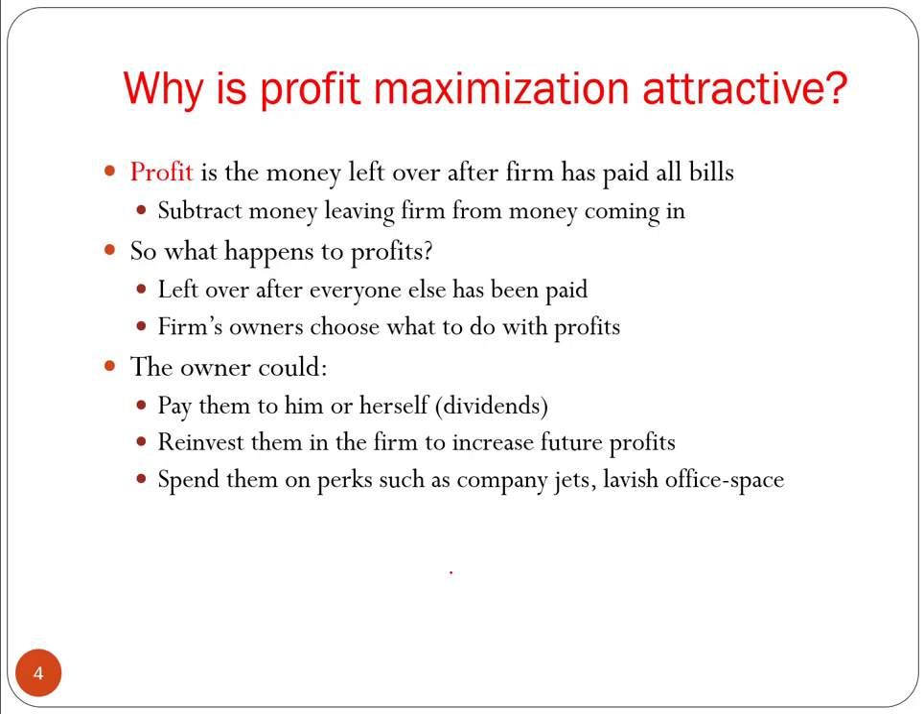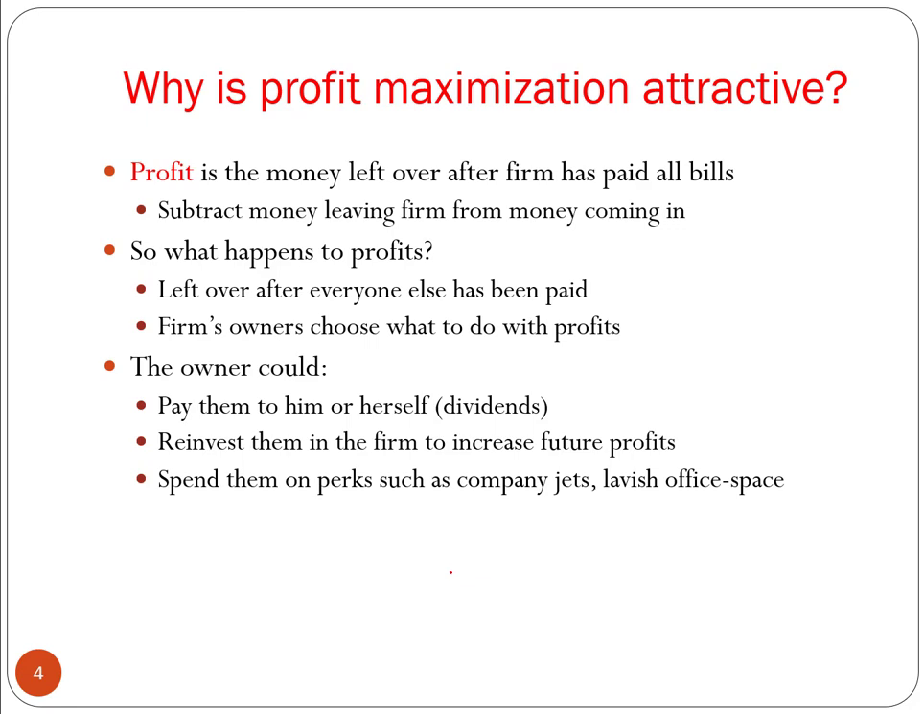So the owner could do a lot of things with it. One thing they could do is they could take those profits and pay them out to themselves. If it's a big firm, they'd pay them out as dividends to shareholders, for example. Another thing the owners might decide to do is, rather than take the money out now, I'm going to reinvest it. And the goal would be to increase future profits. So you don't take the money out now, you reinvest it in the firm, and then you take it out later. Or the owner could just spend it on perks such as company jets, lavish office space, beautiful artwork, these kinds of things. Maybe have a big party with famous people paid to attend. So whatever they want, they can do with the money.